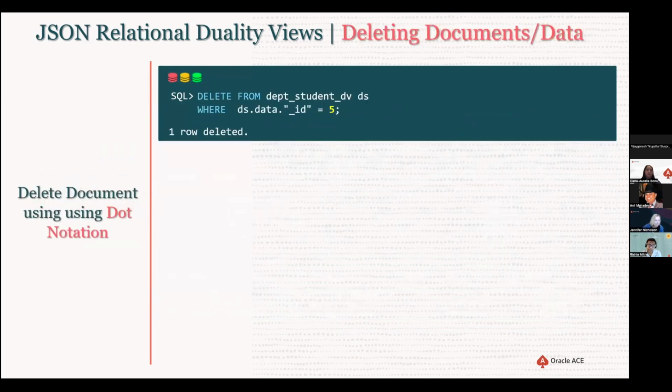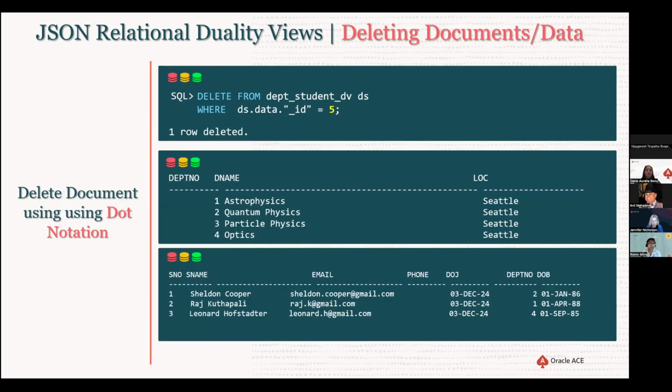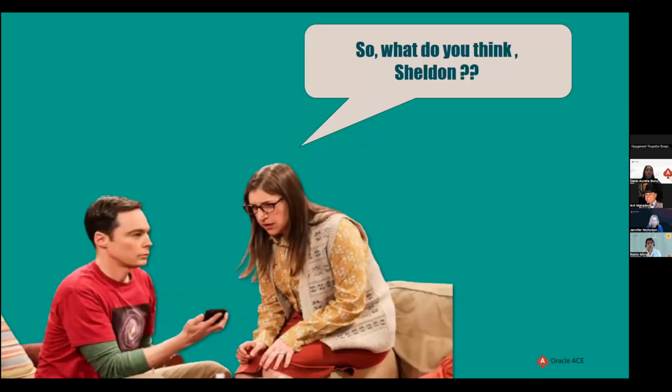Now to delete a row from the JSON using a JSON relational duality view, you can just say delete from your view with the specific where clause that you need, and it will delete the documents, as well as the rows from the underlying tables. So Amy is asking Sheldon what he thinks.